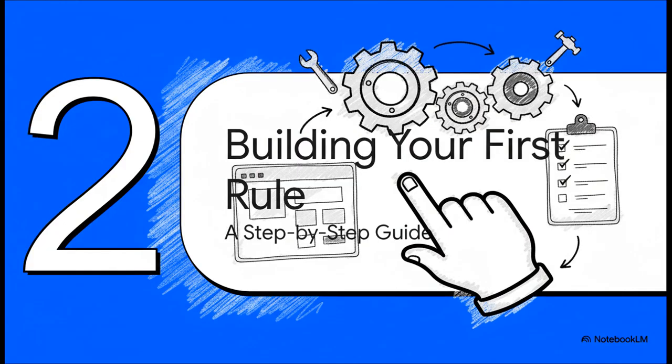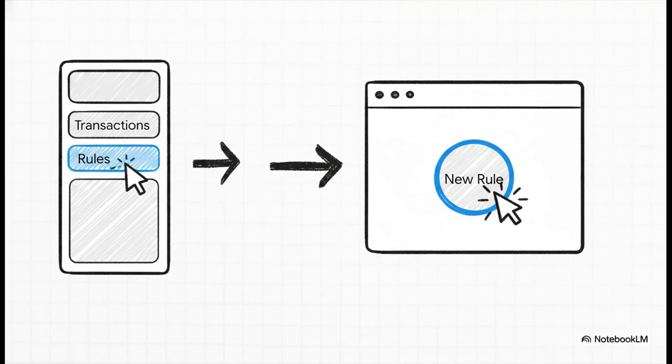All right, time to roll up our sleeves. In this next section, we're building our very first rule. Don't worry, I'm going to walk you through every single click. You'll see just how easy this is. So first things first, where do you even find this feature? In your QuickBooks Online, just look over at the left-hand menu. You're going to click on Transactions, then from that menu, choose Rules, and then you'll see a big green button that says New Rule. That's where we're headed.